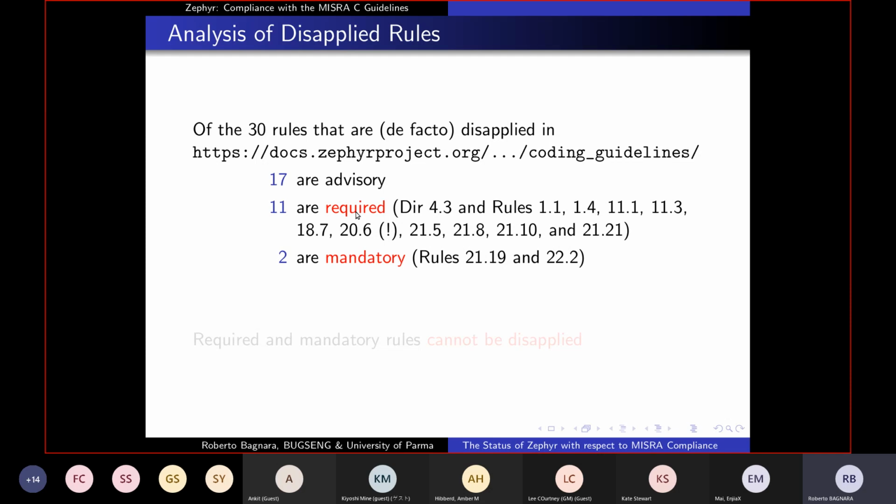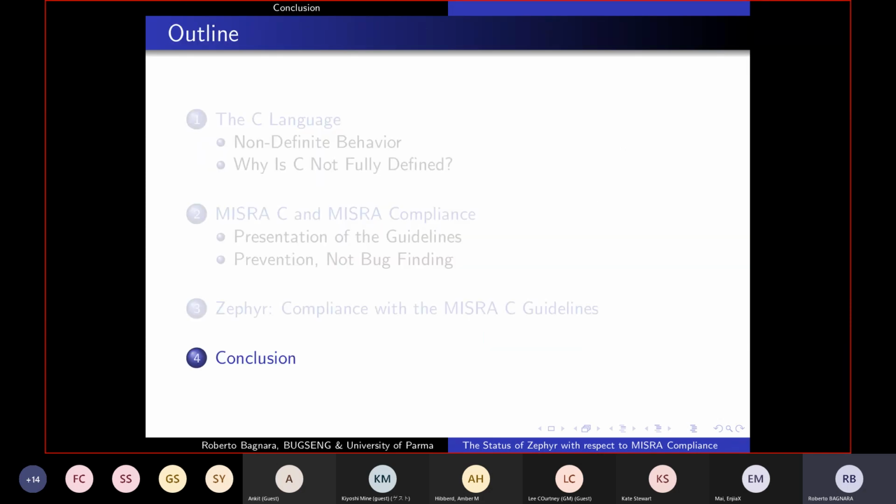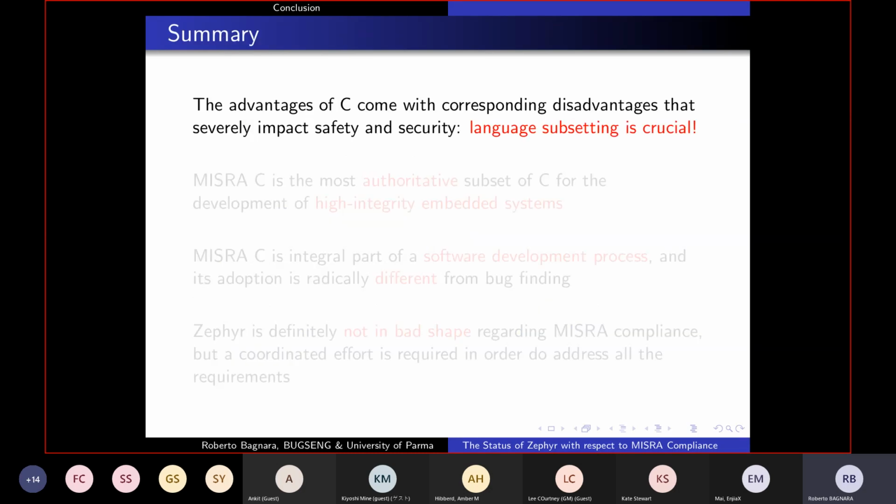I didn't have time to check whether the Zephyr project does violate this rule. I don't even believe it is violated. So because required and mandatory rules cannot be disapplied, I think that this list has to be reconsidered. So I think that I am out of time, and so let me conclude.